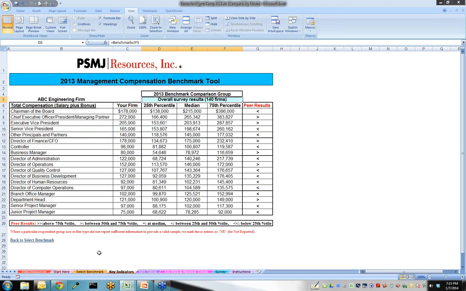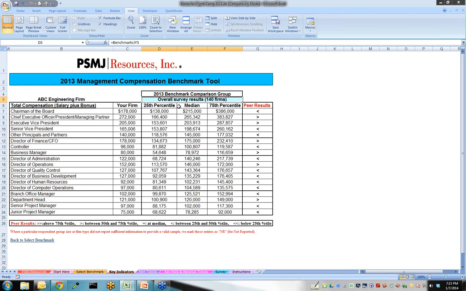But anyway, here are the benchmarks that we share with you as part of your tool. You'll notice over here it's total compensation, which is salary plus bonus. And in this column here is actually your firm's data. Because the survey is part of this workbook, your actual survey that you've completed pulls it forward from the data that you've already keyed into that survey, and that shows up here in this column. Over here, you'll notice that we report our data as a normal curve.